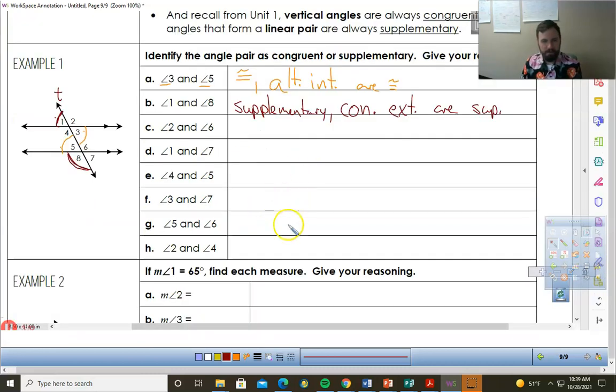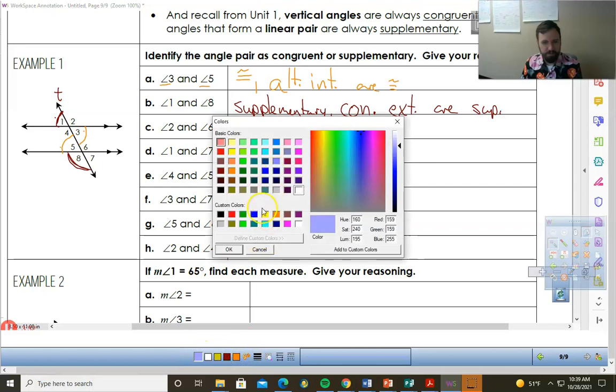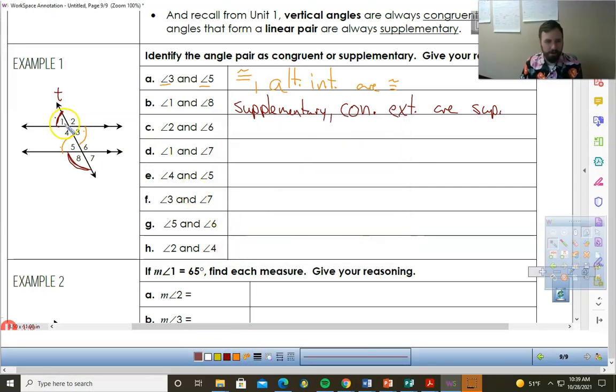Alright. Let's look at 2 and 6. I got a lot of nice fall colors here. Let's use brown. I don't think it'll really change. So we have 2 and 6. Now 2 and 6 are both up top, so I already know they're going to be congruent. But now let's give the theorem. Upper right on this line, also upper right on the other line. So they're corresponding.